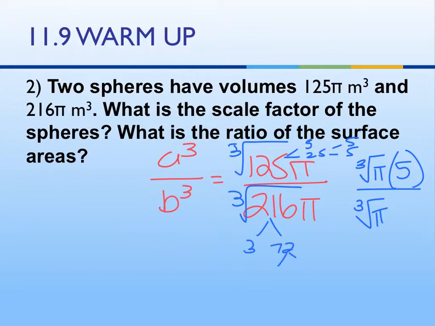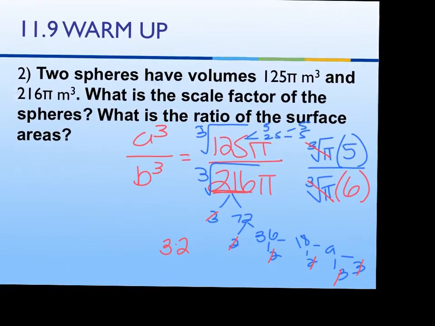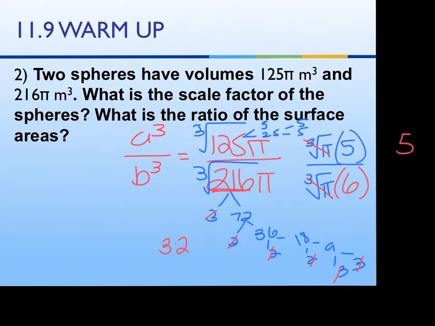You can do 2 and 36, 2 and 18, 2 and 9, 3 and 3. If I count the digits, there's 1, 2, 3 3s, so a 3 can come to the outside. And there's 1, 2, 3 2s, and a 2 can come to the outside. So if I didn't know that the cube root of 216 was 6, I can figure it out that way. And then because there's a cube root of pi over a cube root of pi, these can cancel out, and I get simply that the ratio, or the scale factor, would be 5 to 6.